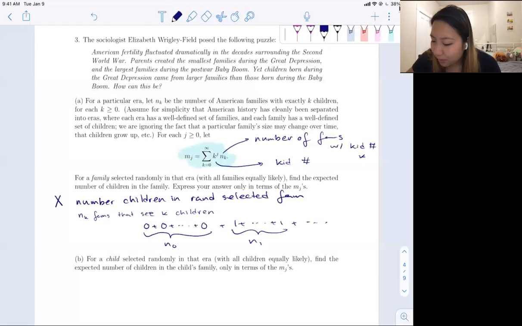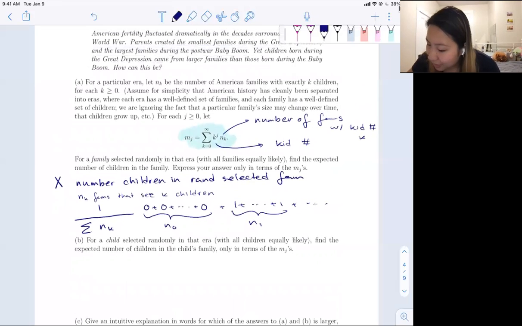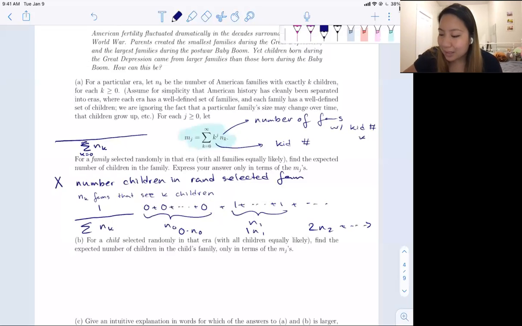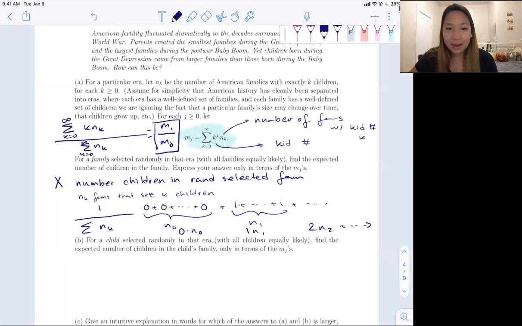And then for each one of those, there's a probability, since it's a randomly selected family. So we want to sum over the total number of families, which is the sum of all the n sub k's. To summarize, in the denominator we have the sum from k equals 0 to infinity of n sub k. And in the numerator we have 0 times n0, 1 times n1, 2 times n2, going on forever, which is the sum from k equals 0 to infinity of k times n sub k. Using the m sub j notation, that's j equals 1 for the top, so m1, and j equals 0 for the bottom, so m0. So this is our solution to part A.